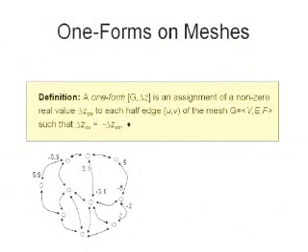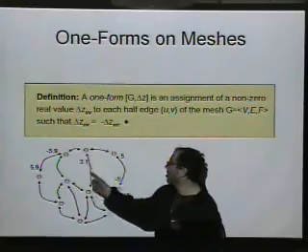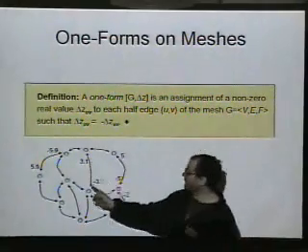So we need to define one animal, which we're going to call a one-form on a mesh. Very simply, we're going to take, here's an edge, and we're going to put a number on that edge. And this is actually in this direction.